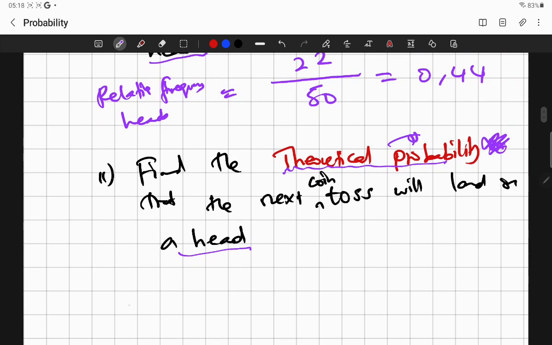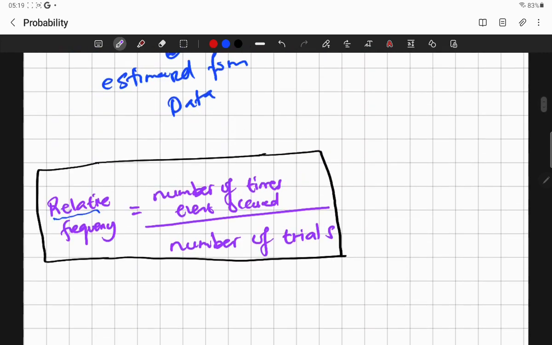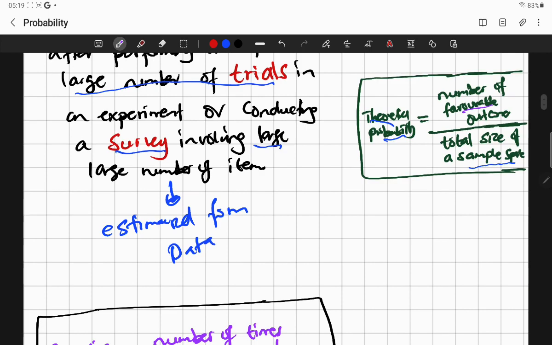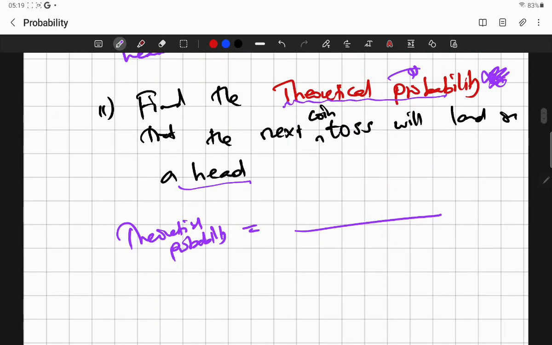So this one, theoretical probability, is going to be the number of favorable outcomes over the total size of the sample. So in this case, we know that we are tossing a coin. A coin could either land on heads or tails. So we've got only two options, so we've got two in the sample size, and then we want to get heads. We only have one head on our coin. It's either head or tail. So it's gonna be one. So the probability is gonna be 0.5.